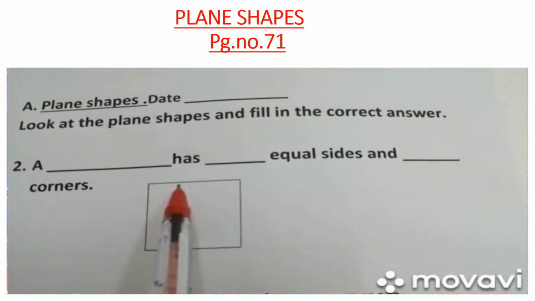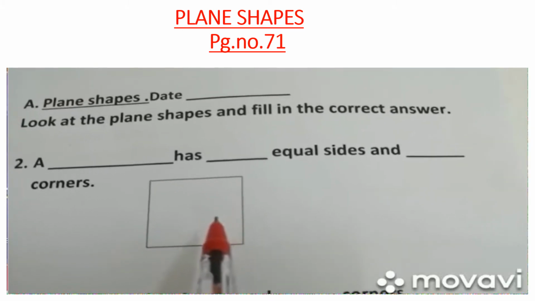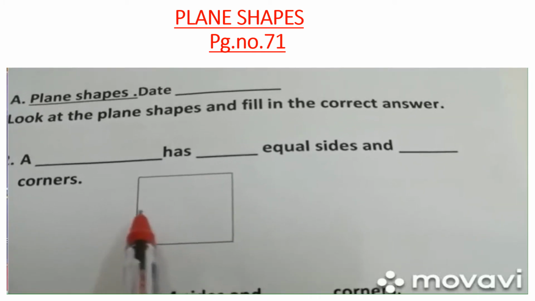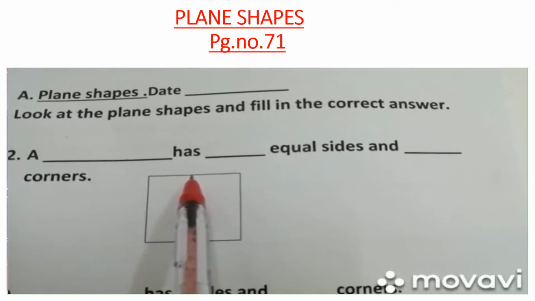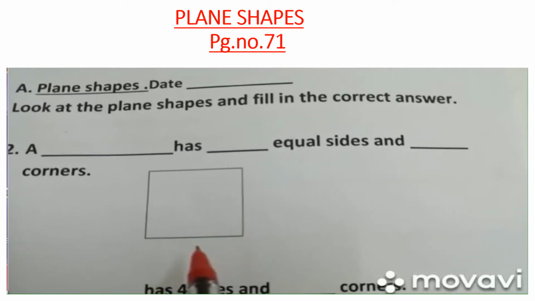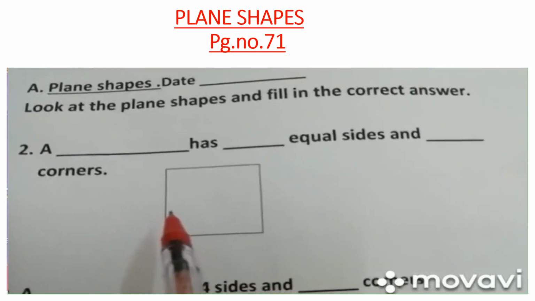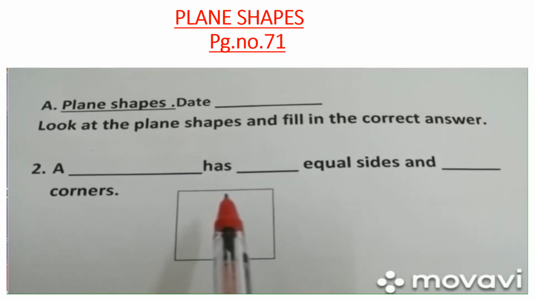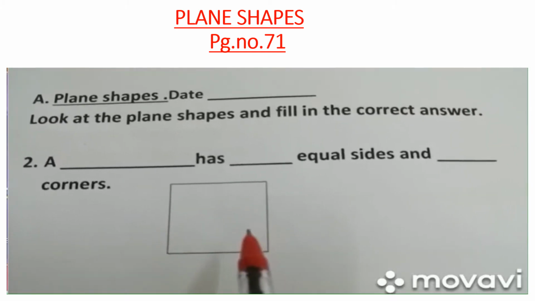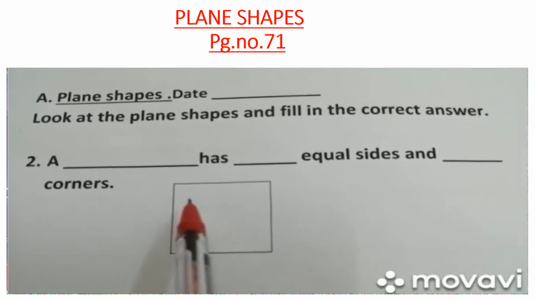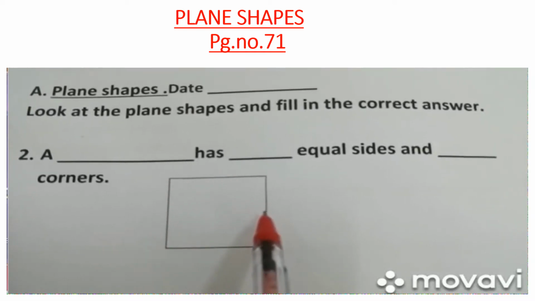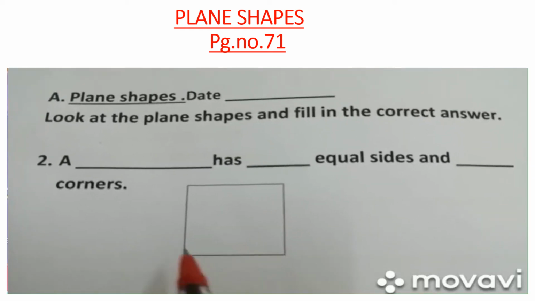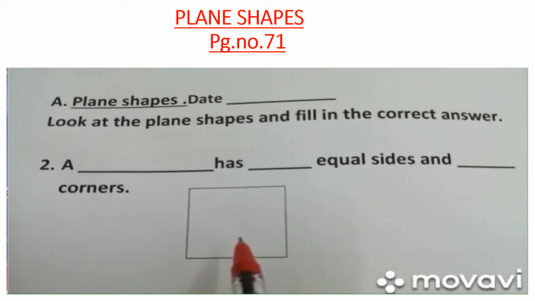So when this is a square, what do you know about square? How many sides is a square having? Yes, a square is having 4 sides. Count 1, 2, 3, 4. And what other thing do you know about a square? All the 4 sides of a square are equal. Very good. See, this is equal to this, this is equal to this, this is equal to this. All the 4 sides of a square are equal.